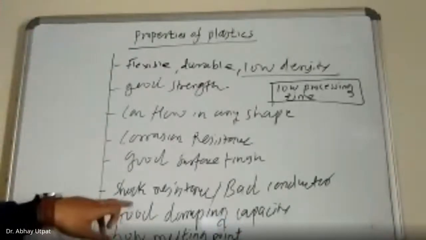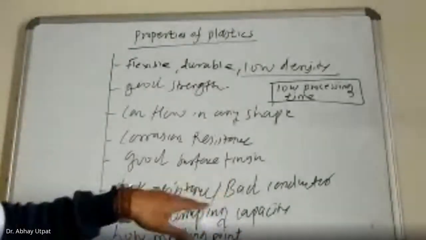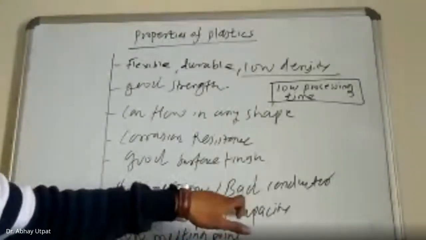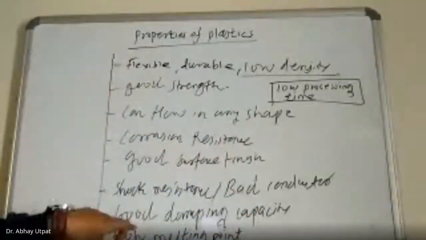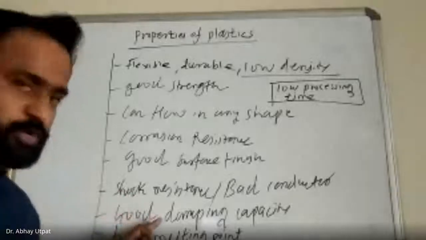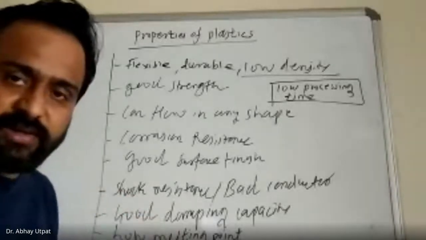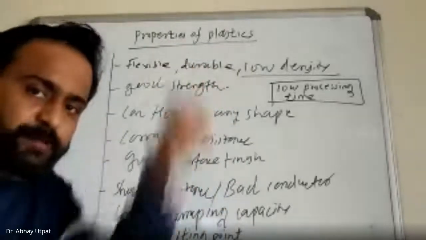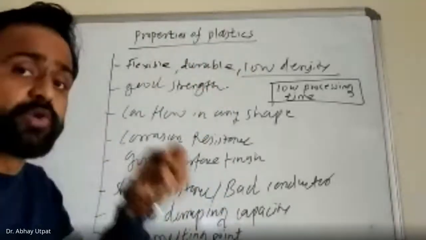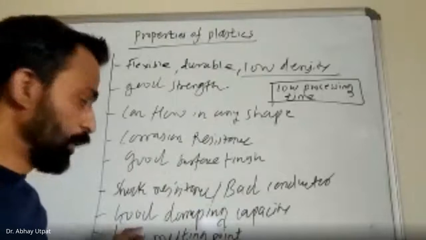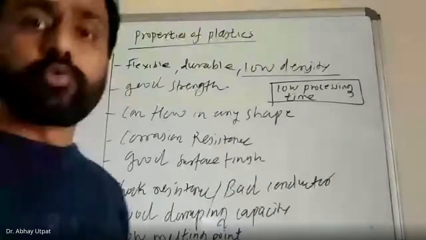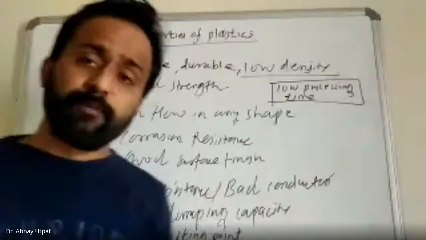Shock resistance means it can save you from electric shocks. It is a bad conductor of heat and electricity. And one more thing, another shock: this shock and the vibration shock are different. Shock resistance means it can take and absorb the vibrations. It is used as a good damping material. Low melting point: I already told yesterday, 150 to 200 degrees Celsius melting point is there for the plastic.